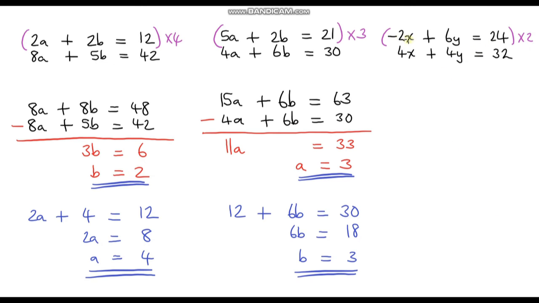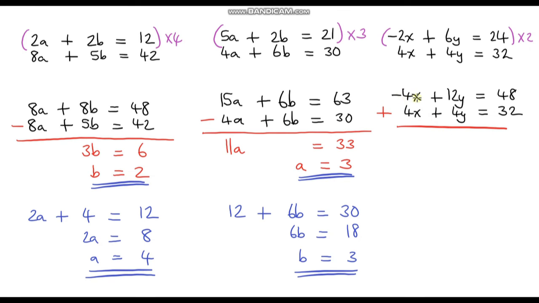So if we multiply the top equation by 2, what are we left with? Well, negative 2x times 2 is negative 4x. 6y times 2 is plus 12y. And on the right hand side, 24 times 2 is 48. So now I can just copy down this second equation. But this time, because we have different signs in front of the variables that we want to get rid of, we are going to add the two equations together.